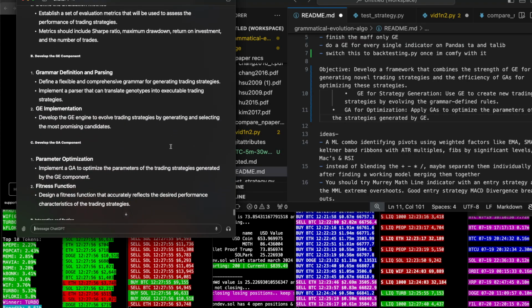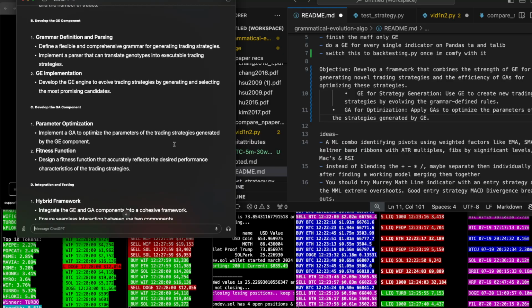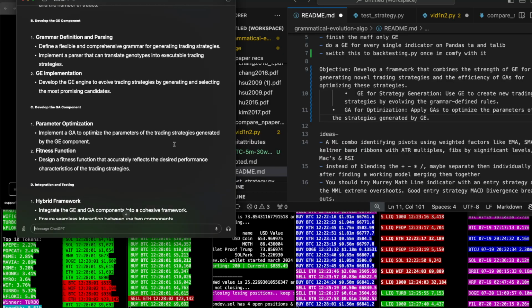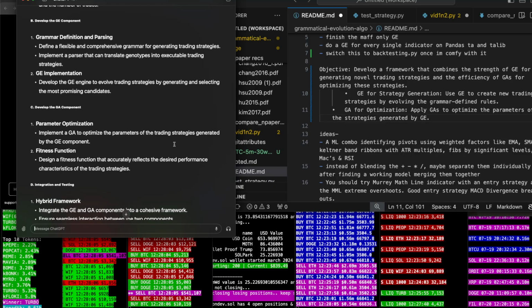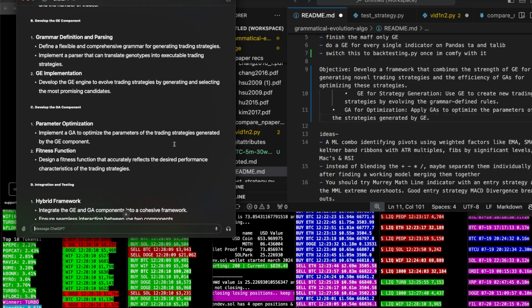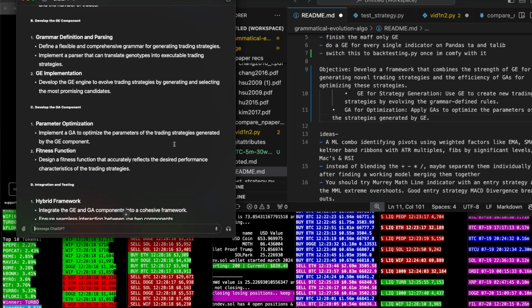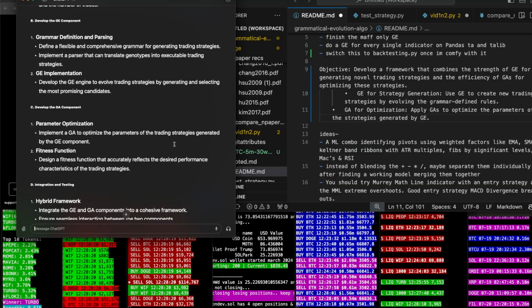Develop the GE component. So grammar definition and parsing. Define a flexible and comprehensive grammar for generating trading strategies. Implement a parser that can translate genotypes into executable trading strategies. GE implementation. Develop the GE engine to evolve trading strategies by generating and selecting the most promising candidates.